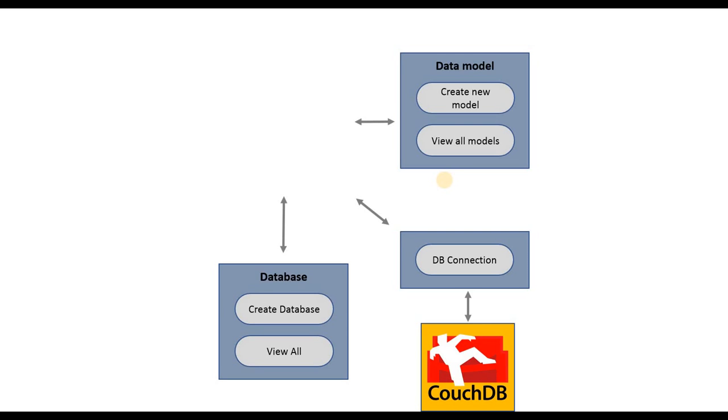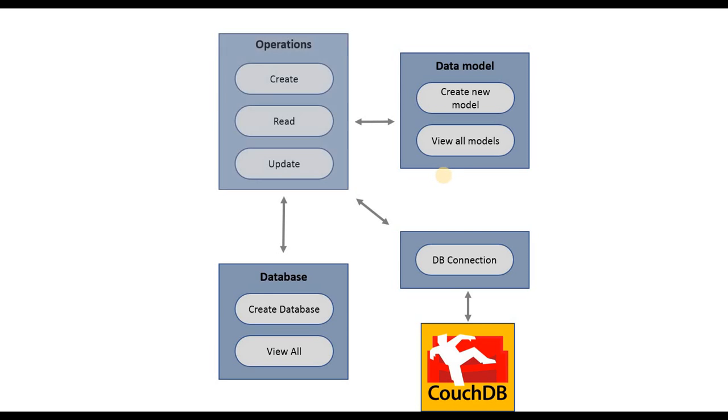And all of these three layers will be communicating with the layer called operations, where we will allow the customers to create a new entry, create a new row, read all the rows they have created, and also update and delete the existing data in CouchDB. So basically, in the operations layer, they can perform all the possible data operations with respect to CouchDB.